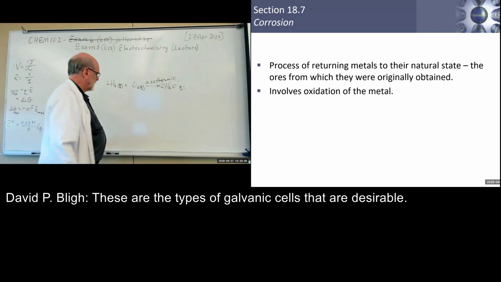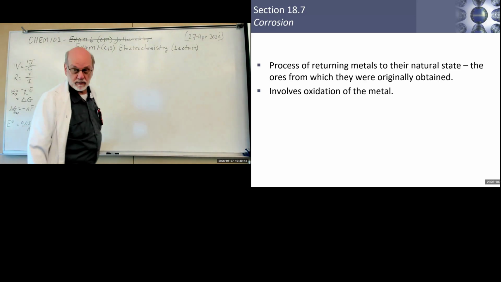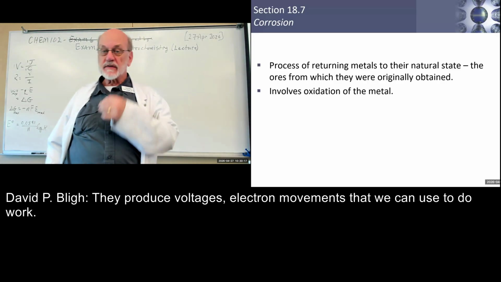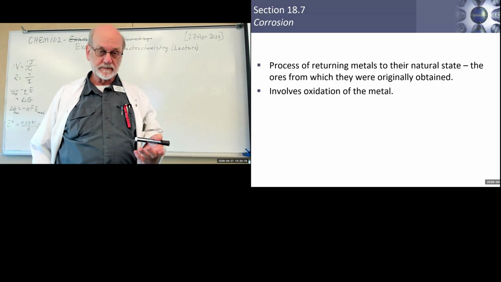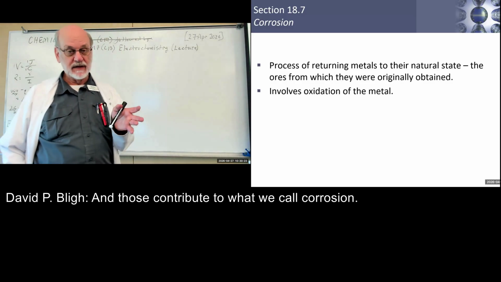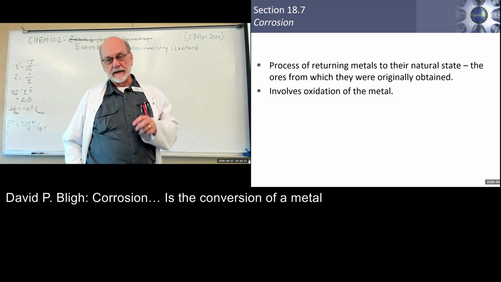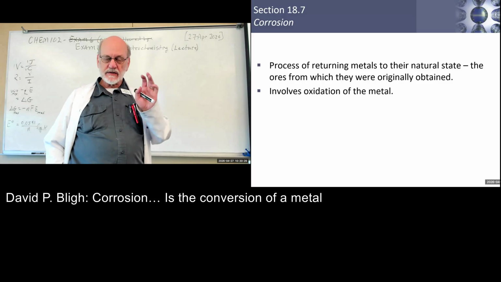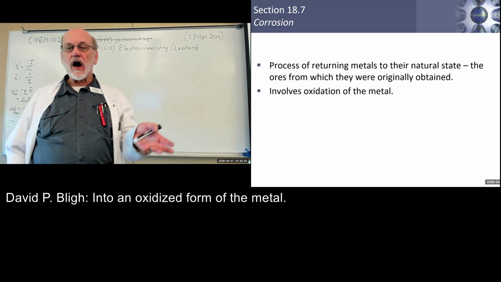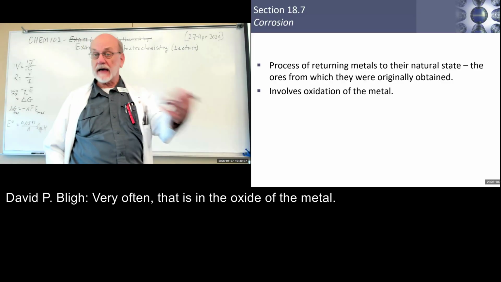All right. These are the types of galvanic cells that are desirable. They produce voltages, electron movements that we can use to do work. But there are some types of galvanic cells we don't like. And those contribute to what we call corrosion. Corrosion is the conversion of a metal into an oxidized form of the metal. Very often that is an oxide of the metal.